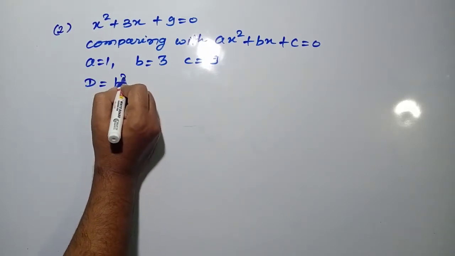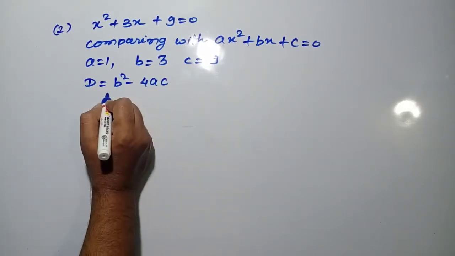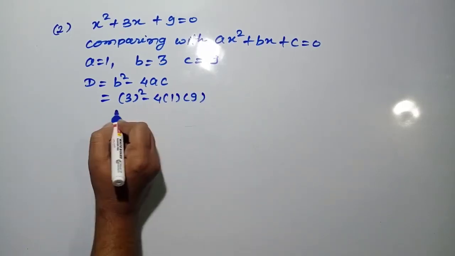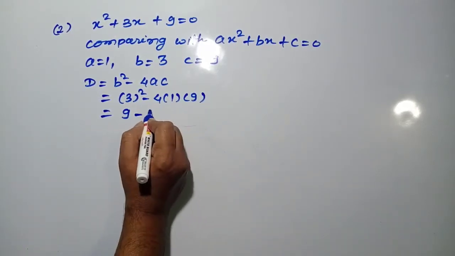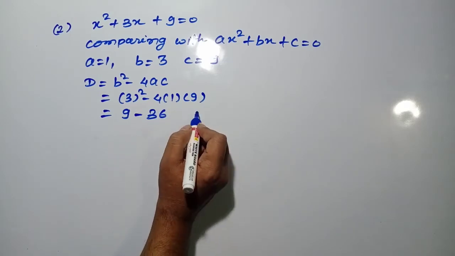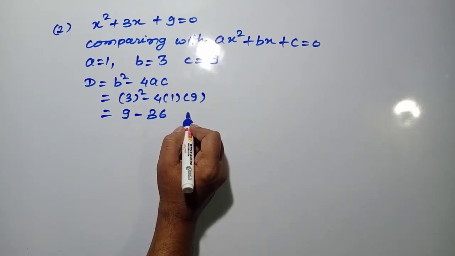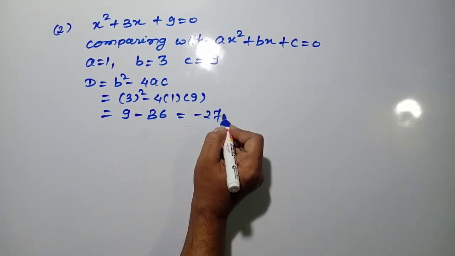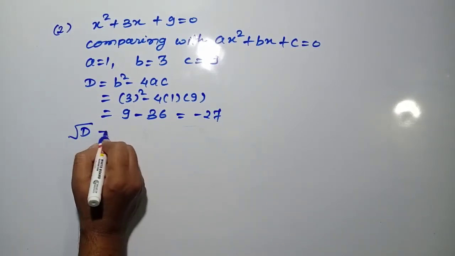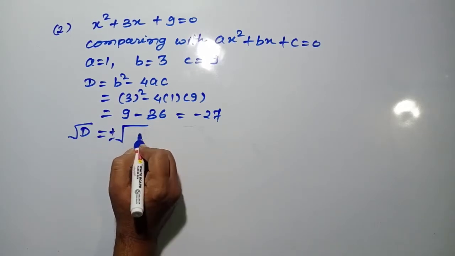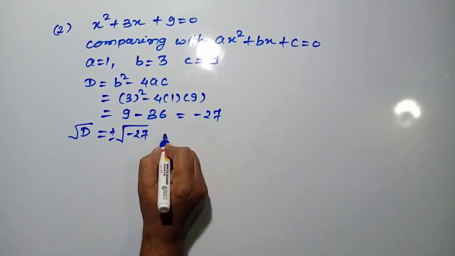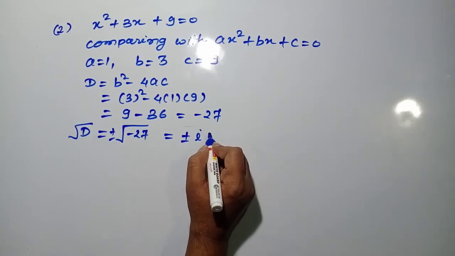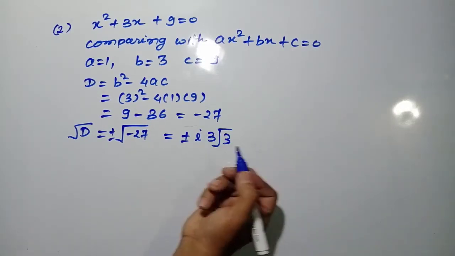To find the nature of quadratic equation, the discriminant D is equal to b square minus 4ac. So 3 square minus 4 into 1 into 9. So 9 minus 36 we are getting here minus 27. What we are getting? Because 9 minus 36 what? Minus 27. Now finding the root of D. So minus root of 27. So we are getting plus minus iota root 3 root 3, because square root of 27 will be 3 root 3.